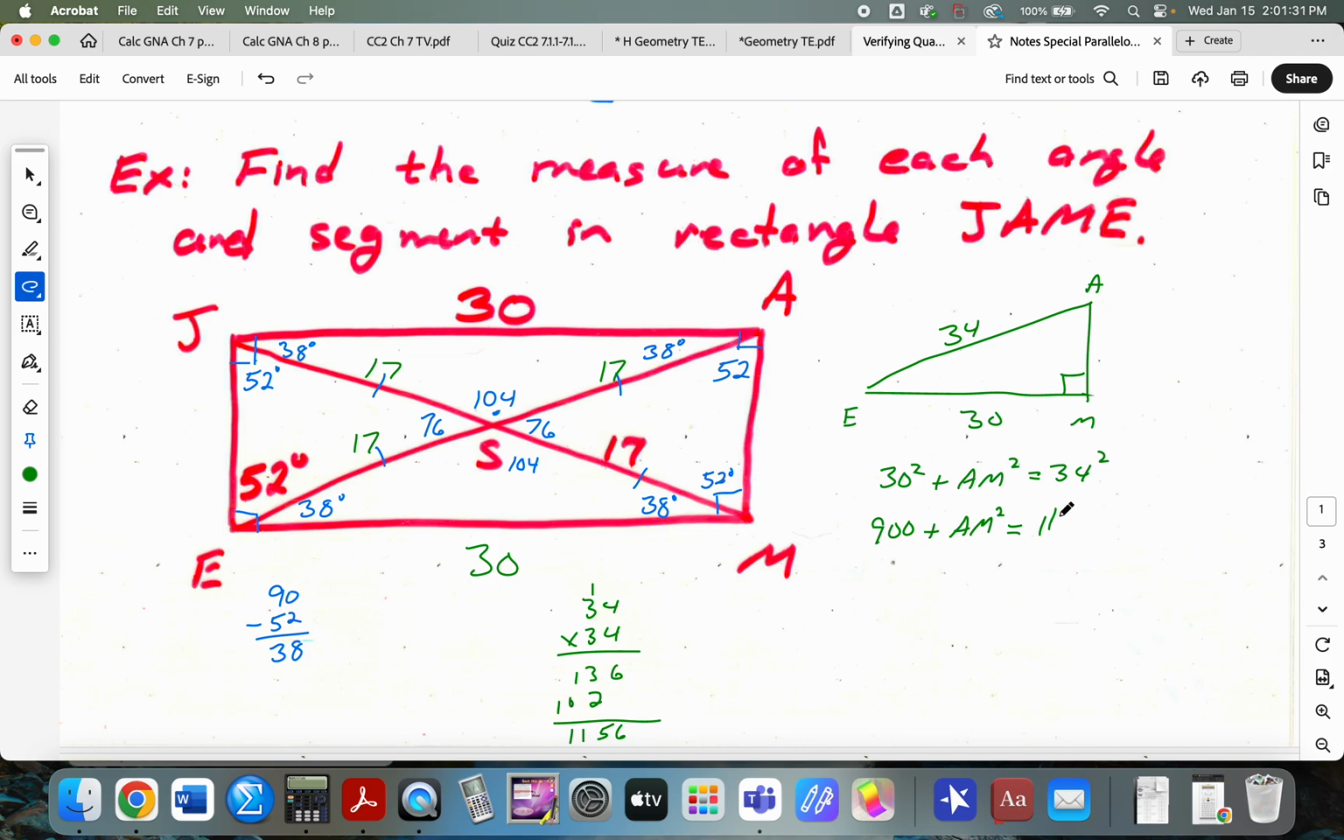1156. Subtract, and I get that AM squared is 256. So AM is the square root of 256. That's one that you should have memorized. That is a perfect square.